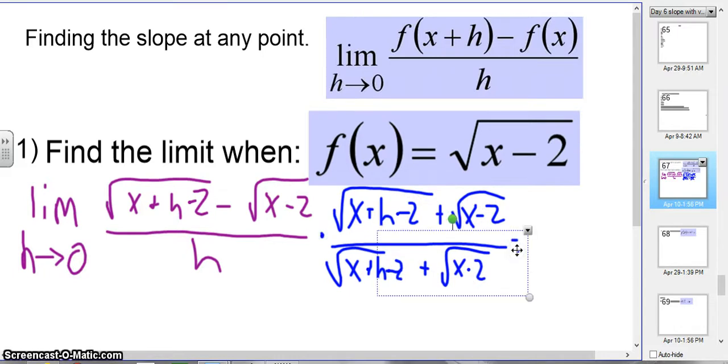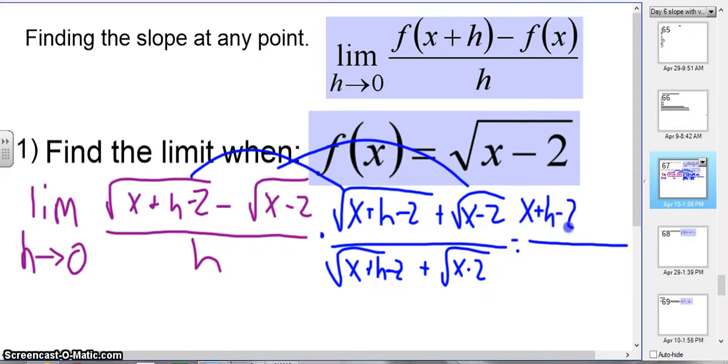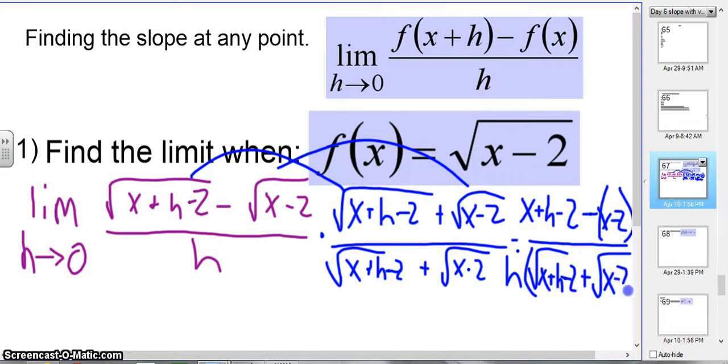Okay. So on top, when you multiply by the conjugate, remember, you're going to basically just multiply the firsts and the lasts. The firsts, when I multiply, basically cancel the radical. So I'm going to get x plus h minus 2, and then minus, in parentheses, because remember, we have to distribute, x minus 2. Again, the radicals disappear, they cancel each other out. And then the bottom, we're just going to write this whole thing, h times radical x plus h minus 2 plus radical x minus 2.